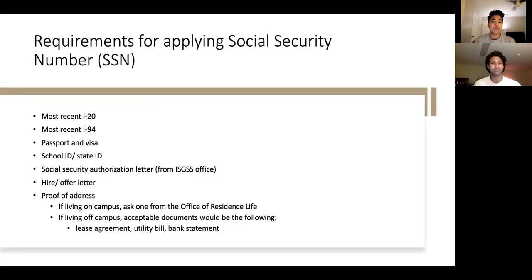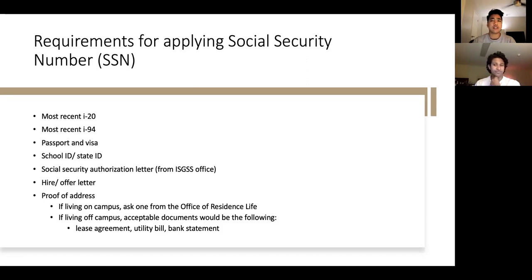All right. So that being said, what are the requirements for applying for a social security number? So again, just like the other requirements that me and Reece mentioned earlier with the previous documentations, you'll need your most recent I-20, your most recent I-94, which you can click on the previous links from the previous documentations that we talked about, your passport and visa, your school ID or state ID. If you have a driver's license, that also works. And then your social security authorization letter from the International Student Services Office.